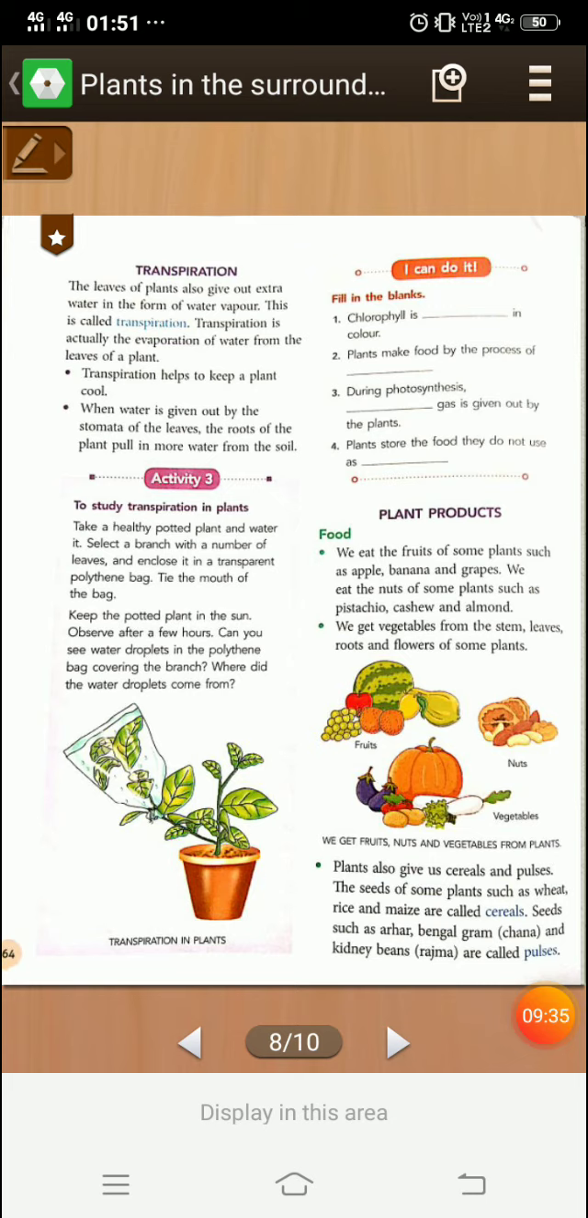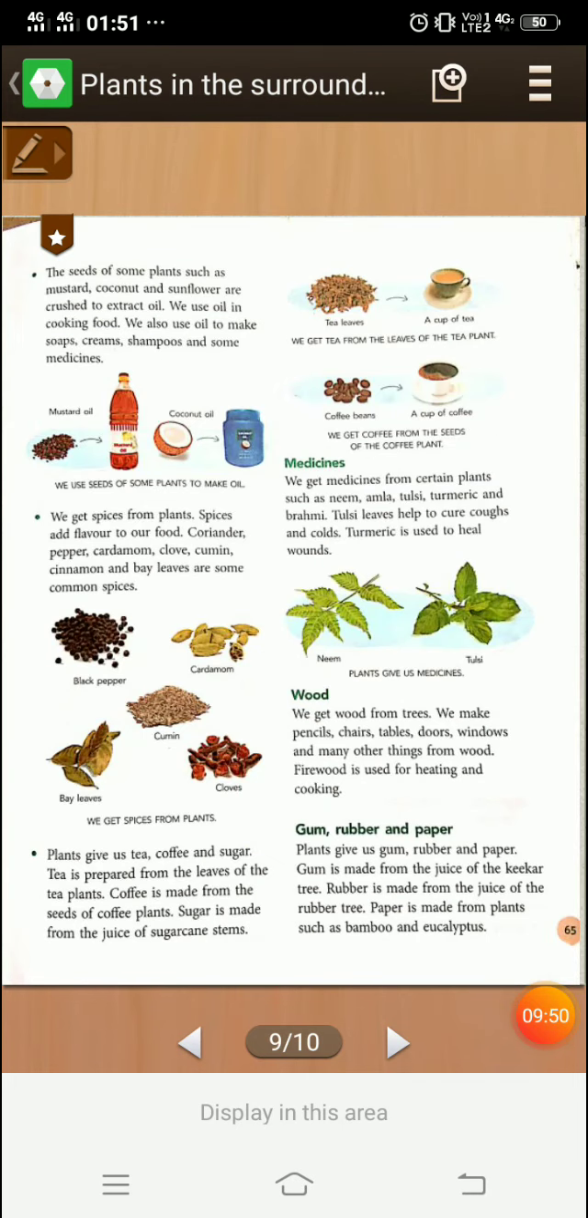Now plants also give us cereals and pulses. The seeds of some plants such as wheat, rice and maize are called cereals. Seeds such as urad, bengal gram or chana and kidney beans are called pulses. Fourth one, seeds of certain plants such as mustard, coconut and sunflower are crushed to extract oil out of them, and we use it in soaps, shampoos, creams and some medicines also.